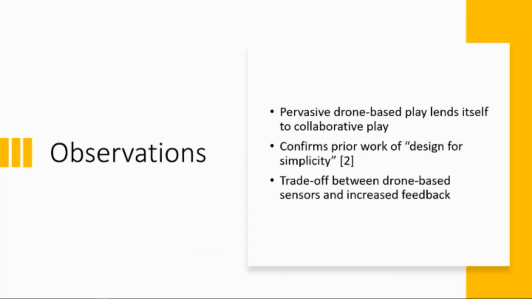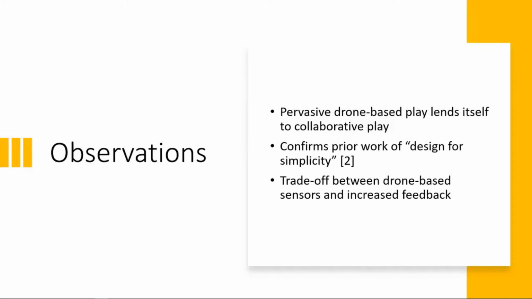Now, of course, once we'd finished playtesting the games, we observed that the drone play itself lends itself very strongly to collaborative play, and that it confirms the prior work that we noted in our Venn diagram to design for simplicity. As there is a more complex environment in the physical space, you need to design simpler games so the user is able to understand it more easily. And of course, there's only a limited amount of either sensors or feedback you can set the drone to do with current technology. Therefore, you have to choose how much you want the drone to sense or how much feedback you want it to give.